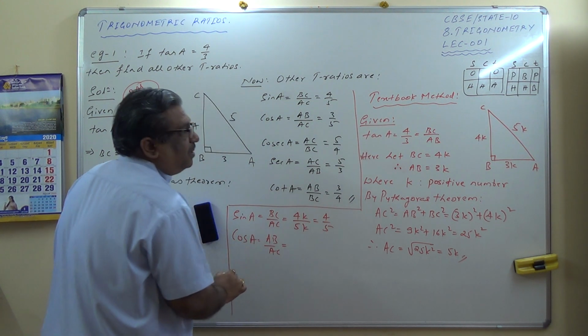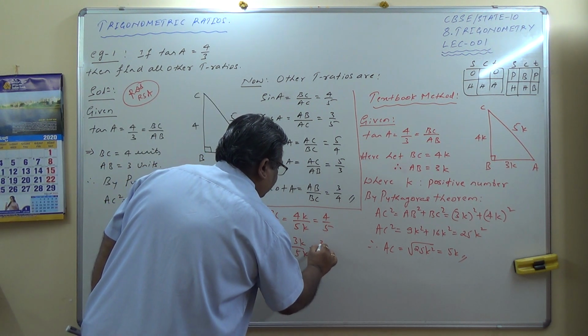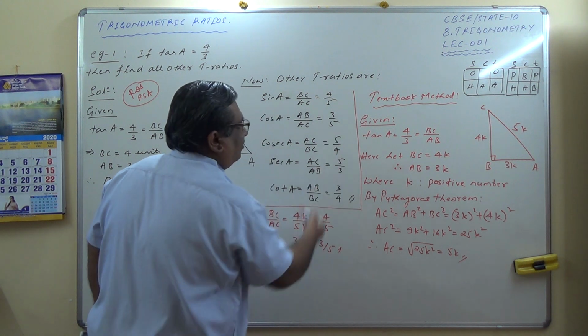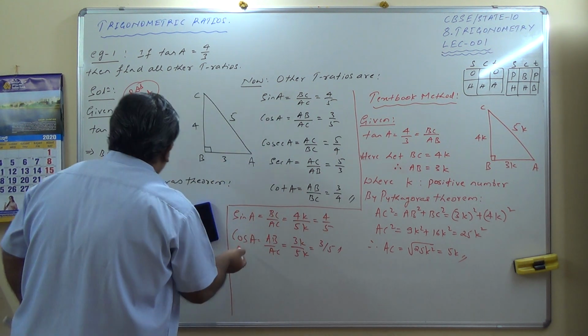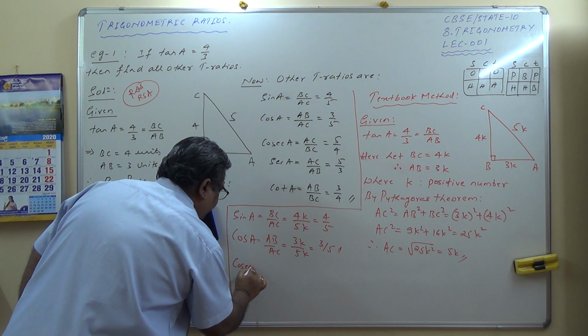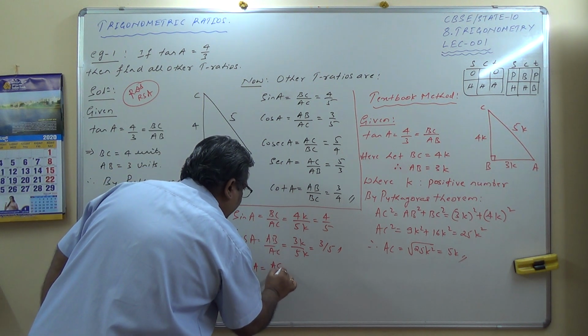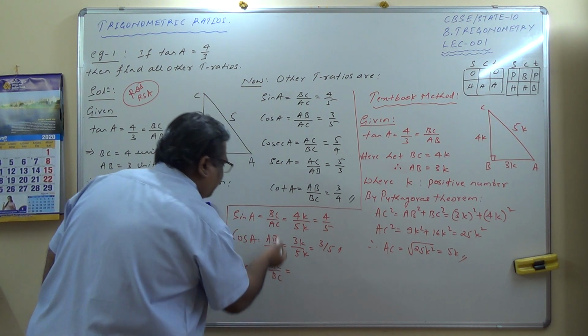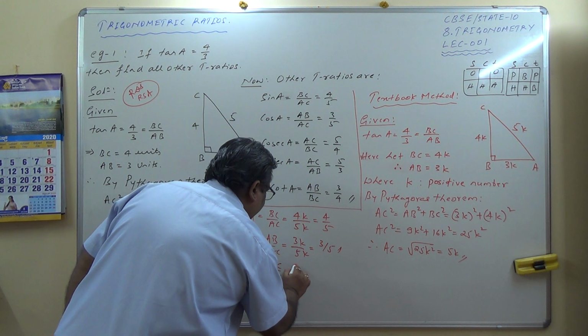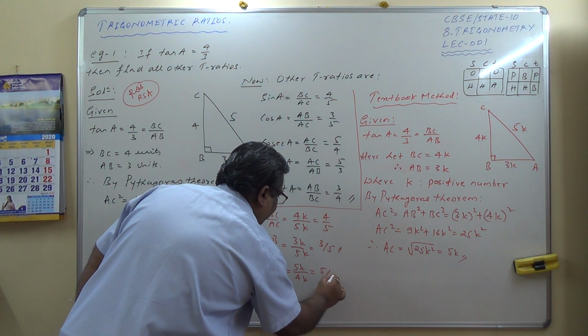AB by AC, which is 3k by 5k. K cancels, which is 3 by 5. Similarly, tan already done, and therefore we go for cosec. Cosec A equals AC by BC, which is the reciprocal of sine, and therefore this is 5k divided by 4k, which is 5 by 4.